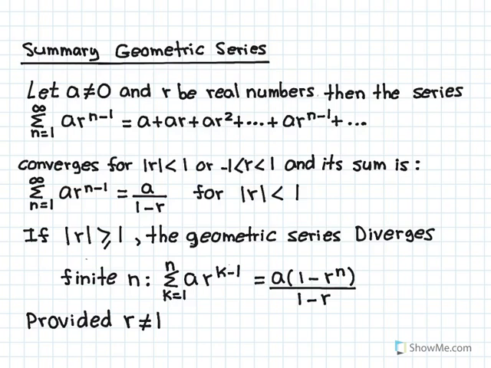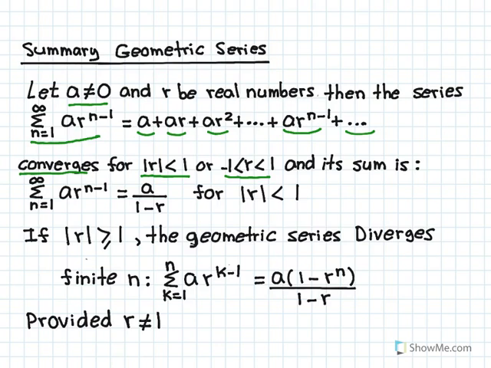So this is a summary of the things that we've talked about so far about the geometric series. Let a not be equal to 0 and r be real numbers. Then the series summation n goes from 1 to infinity of ar to the n minus 1 is equal to a plus ar plus ar squared all the way to ar to the n minus 1 plus the infinite number of other terms. This infinite series converges if the absolute value of r is less than 1, or equivalently, r is less than 1 and larger than negative 1.